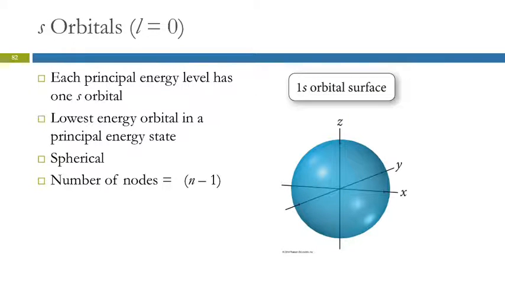So each principal energy level has one s orbital. That's always the lowest energy orbital in a principal energy state. They're spherical, and the number of nodes equals n minus 1. So this is where we kind of draw, make this into more of a hard shape. But the s orbital is not a blue rubber ball. It's not a container for an electron. It's a region. It's easier to draw this way than with all the little dots.